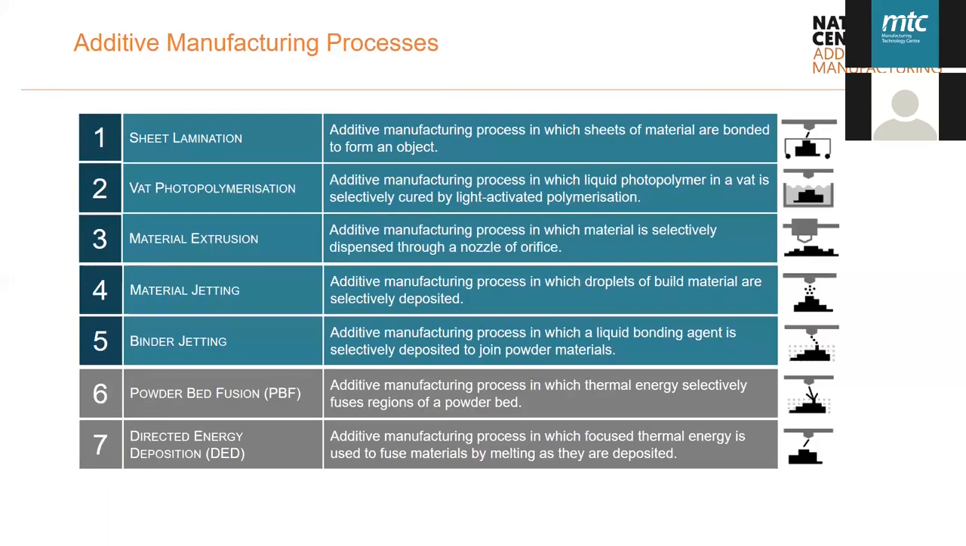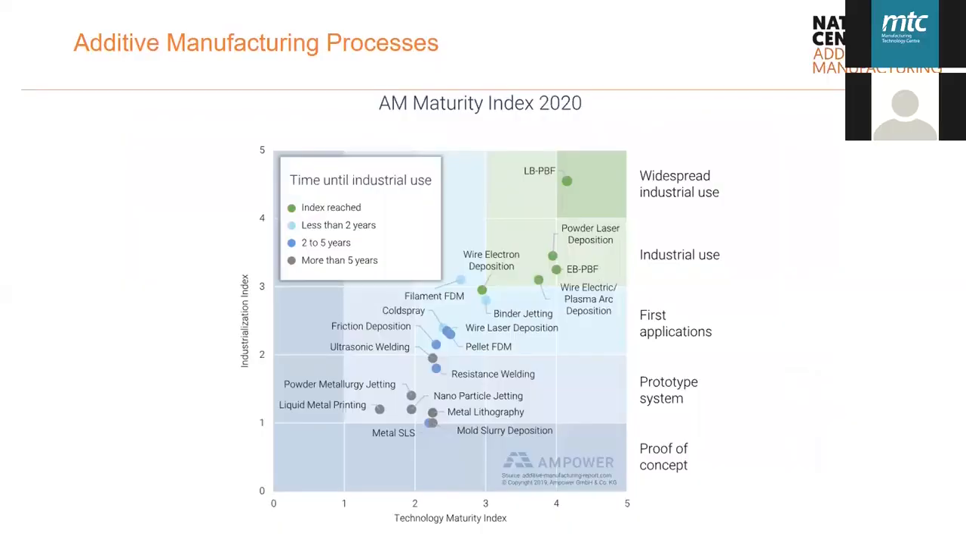So before we start, this is just an AM maturity index from AM Power. This highlights which metal AM processes are the most widespread in industry at the moment, and also which processes are the most mature. You can see in the top right hand corner, you've got laser powder bed fusion, as well as electron beam powder bed fusion. These are the most prevalent within industry at the moment, and also the most mature.